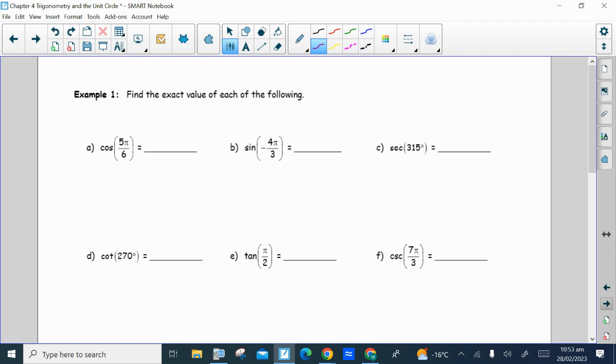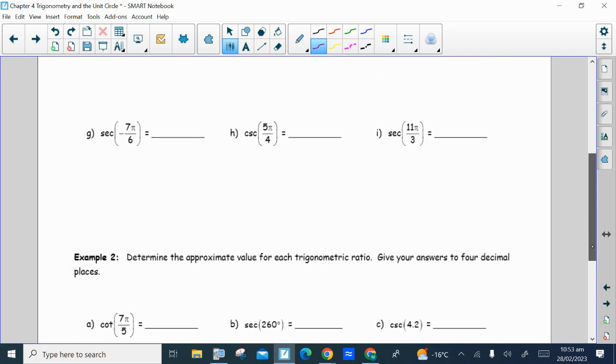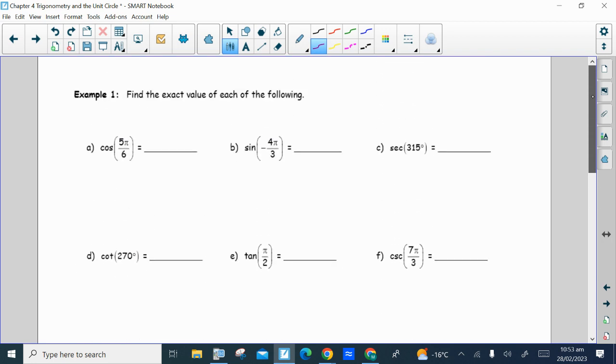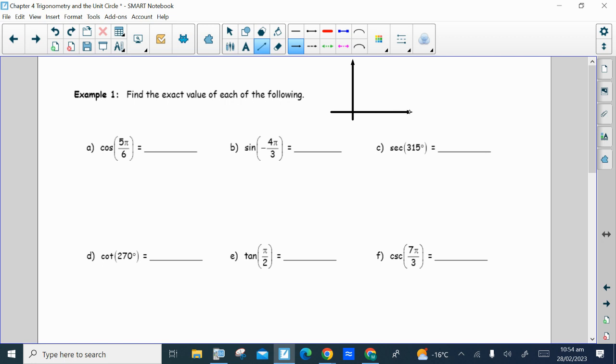So now we can find the exact value of the following, and some of these deal with those reciprocal ratios. We will start this by, again, drawing our first quadrant of the unit circle. So at 0, we are at 1, 0. At 90 degrees, or pi on 2, we're at 0, 1.